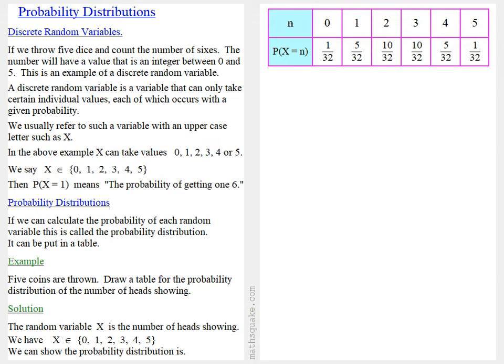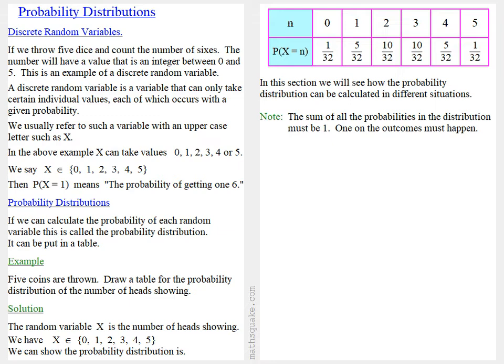So the probability of getting no heads is 1 over 32. The probability of getting 1 head is 5 over 32. The probability of getting 2 heads is 10 over 32. And for 3 heads it's 10 over 32. For 4 heads it's 5 over 32. And for 5 heads it's 1 over 32. Now I haven't shown you how those are worked out. In this section we'll see how the probability distribution can be calculated in different situations.